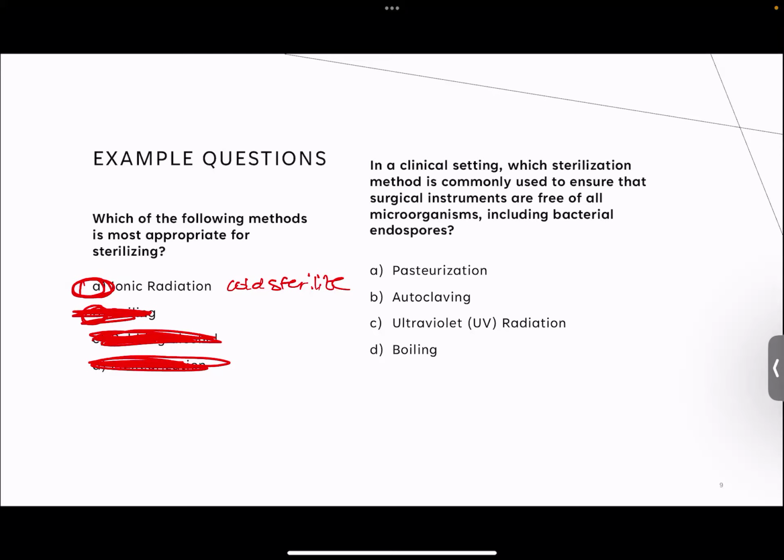All right, in a clinical setting, which sterilization method is commonly used to ensure that surgical instruments are free of all microorganisms? So if we need to be free of all microorganisms, and it calls it sterilization also, we need to sterilize, we need to remove endospores. So which of these can be used for sterilizing? We already said pasteurization can't be. Autoclaving is probably our best bet. Remember, this is using moist heat and pressure.